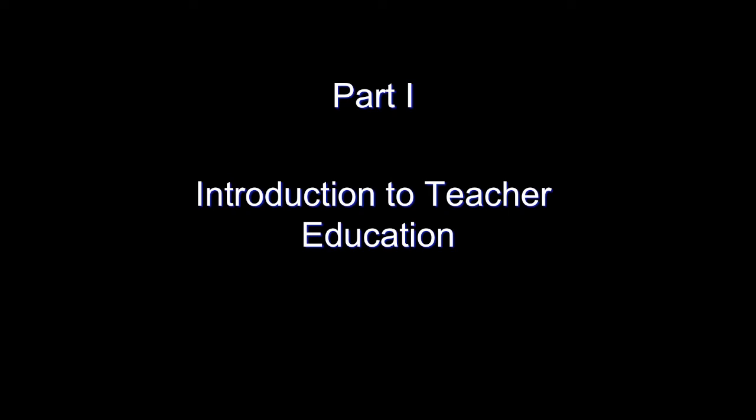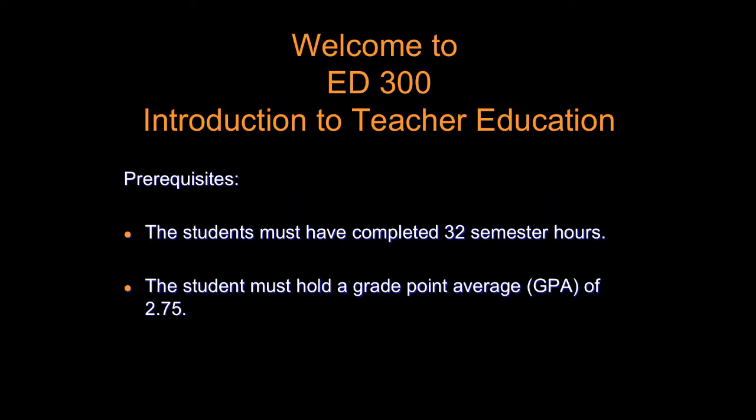Let's first begin by looking at the prerequisites for this course. There are two. The first, you must have completed 32 semester hours, and you must hold a grade point average of 2.75. Now this is an increase in the requirement from last semester of a GPA of 2.5. Make sure to highlight, circle 2.75 with a red pen, do whatever you need to do. Just make sure that you have acknowledged that the new GPA requirement is 2.75.